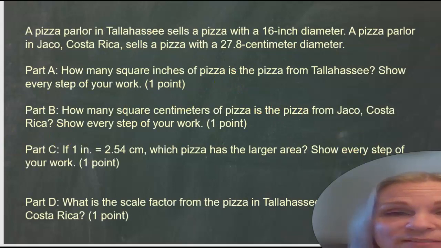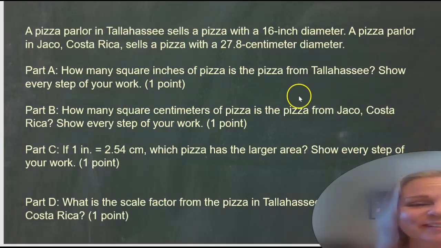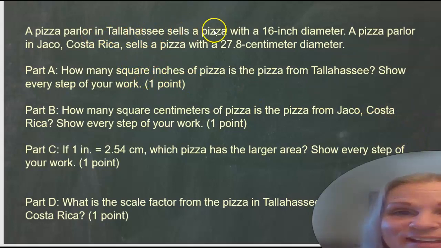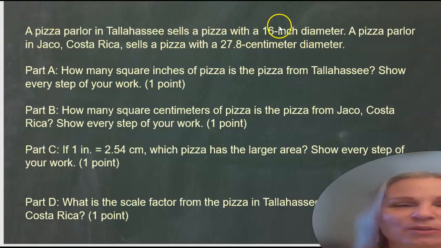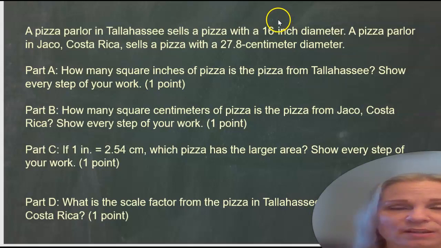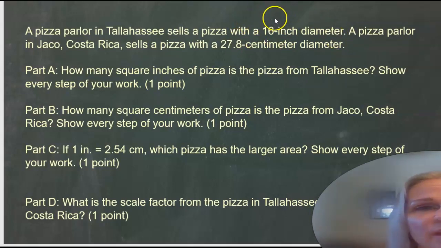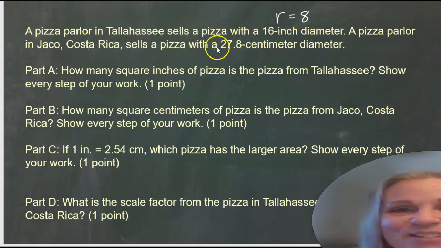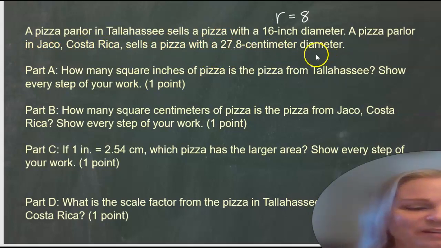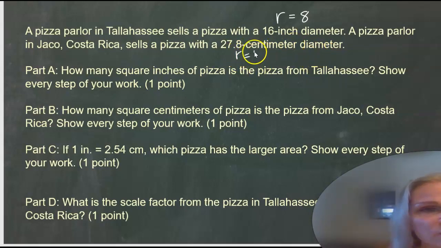Oh boy, this one has a lot of words. Okay, so we have a pizza parlor in Tallahassee that sells a pizza with a 16-inch diameter. So if it's okay with you guys, I think you're good on diameter and radius, right? I'm just going to write the radii in right at the top because I know I'm going to need it. So 16-inch diameter means that I would have a radius of 8. A pizza parlor in Jaco, Costa Rica sells a pizza with a 27.8 centimeter diameter. All right, so 27.8 divided by 2 is r equals 13.9.